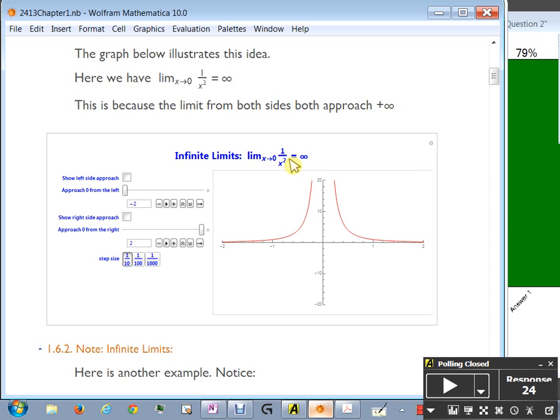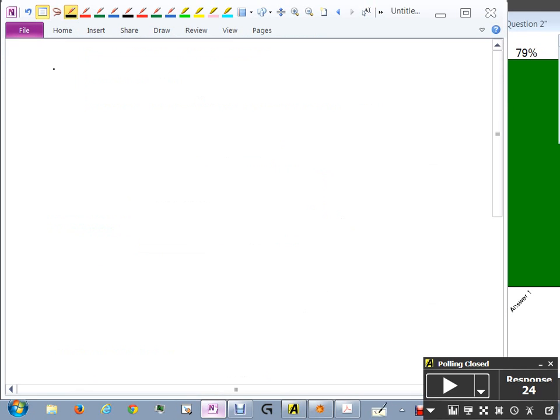All right, so that's what our first focus is on, is when we plug things in and our answer is infinite. The second thing we're going to look at is instead of letting x go to 0, we're going to let x go to infinity. So these are two distinct types of limits. Understand? Okay, so let me start with the first one. These are called infinite limits. I'm going to do a couple of examples.